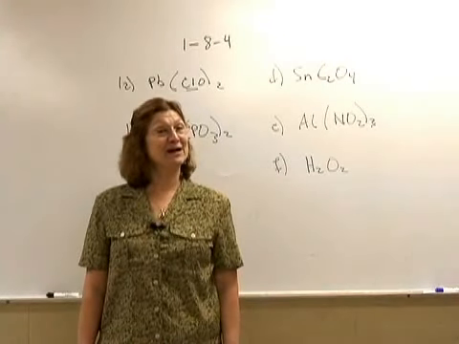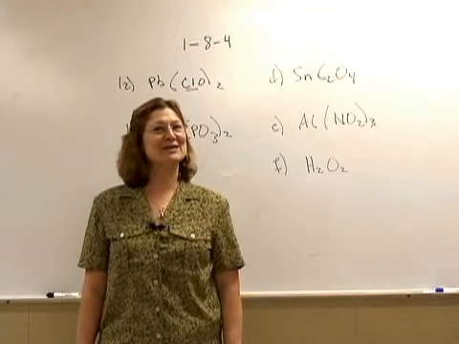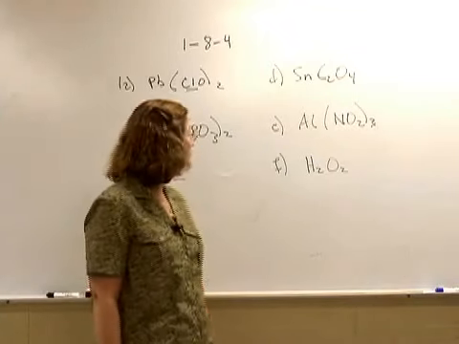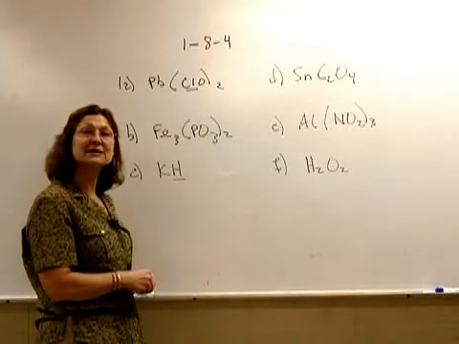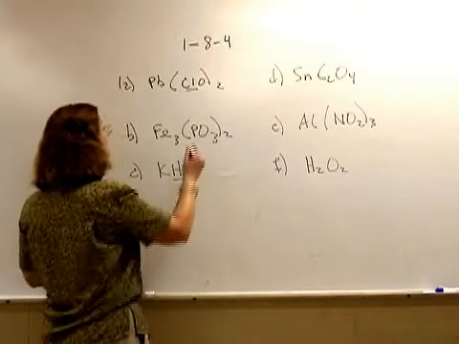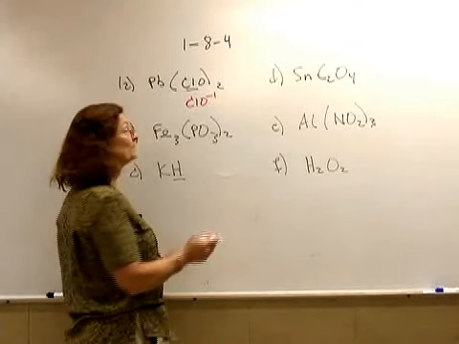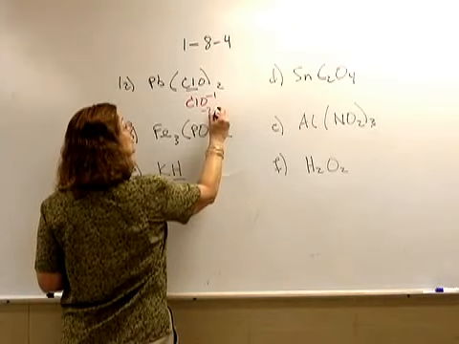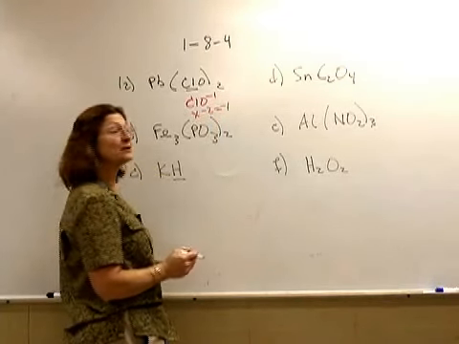Number 1 is finding the oxidation number of the underlying element. I know you're getting much better at this because we've been practicing it. In the first one, we're looking for the chlorine in this polyatomic ion. I separate the polyatomic ion out, and it has an overall charge of -1. Oxygen is -2, the overall charge is -1, therefore chlorine must be +1.